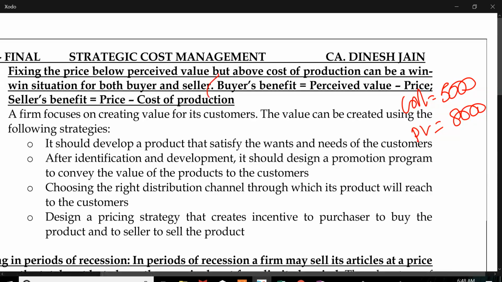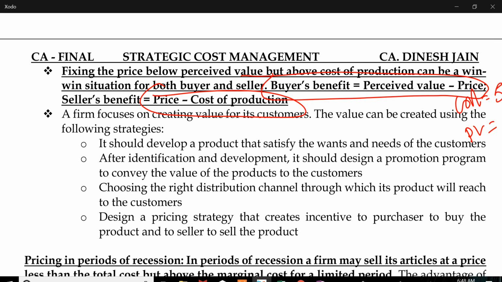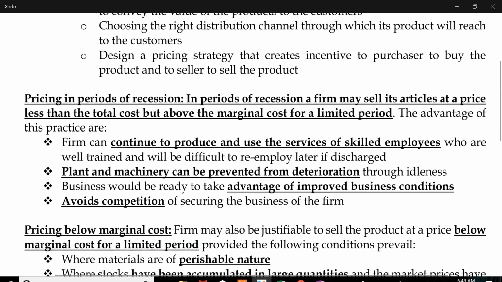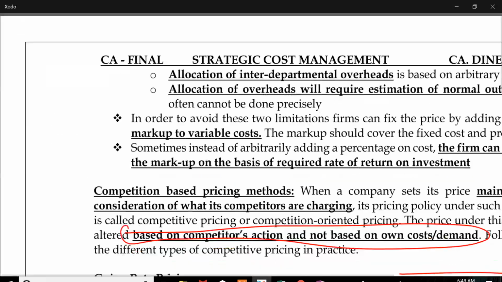Buyer's benefit is equal to perceived value minus price. Seller's benefit is equal to price minus cost of production. Try to fix the price in between so that both people are very happy. But the issue is that perceived value will be different for customer 1, customer 2, customer 3, customer 4. Those are practical challenges which can come in. Some cost based pricing.